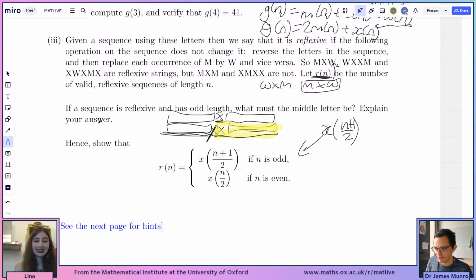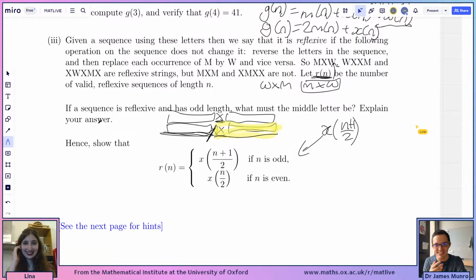Separate question then. What's going on in this question? What is it? M and X and W? I've got two possible answers, I think. If you've got any guesses, I'll ask chat as well, I suppose. Any guesses? What's going on in this question?